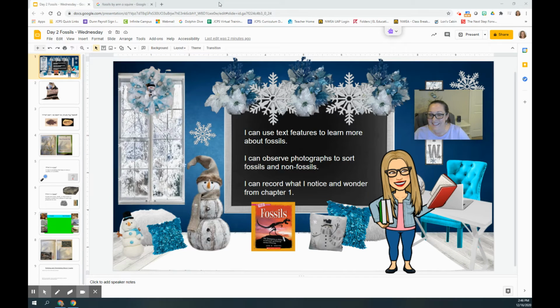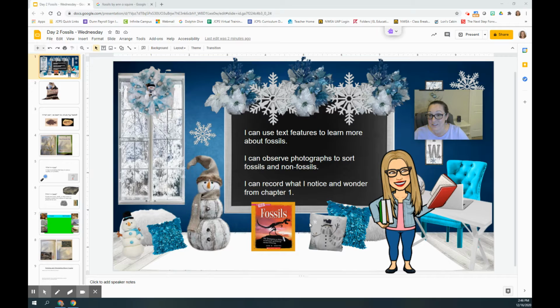Hey guys, look what I'm doing. I am reading this cool book, the true book about fossils that we got into yesterday. Yeah, I'm taking a second look at the same book, actually at chapter 1 again, to see what else I can do with that information in there.